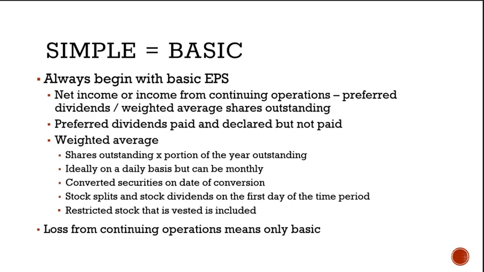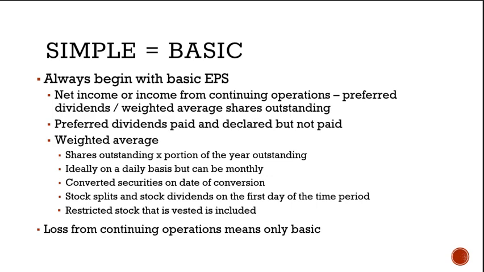In real life, this is done on a daily basis. Literally every day we calculate the number of shares outstanding because they could be changing fairly often, and multiply by the part of the year that they're outstanding. We will use monthly because we'll make all of our situations happen at the beginning or end of the month, so we don't have to get into that kind of level of detail. But the principle is the same.